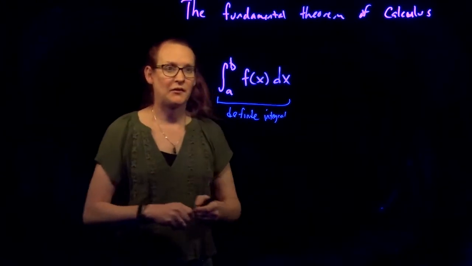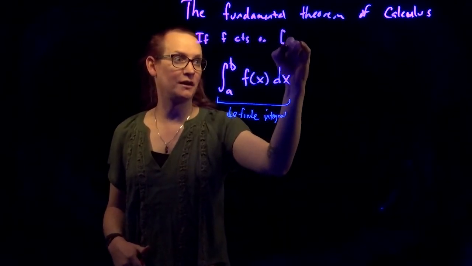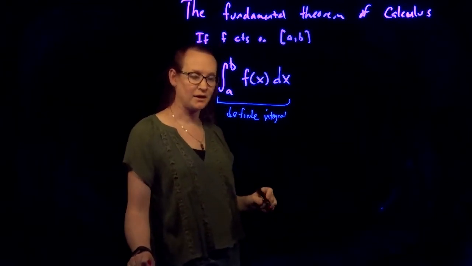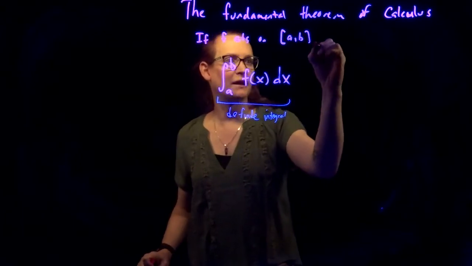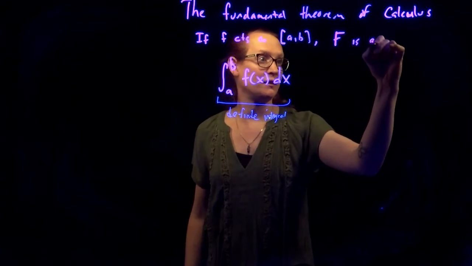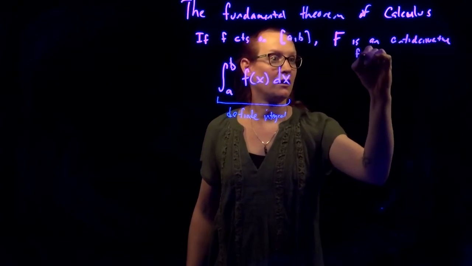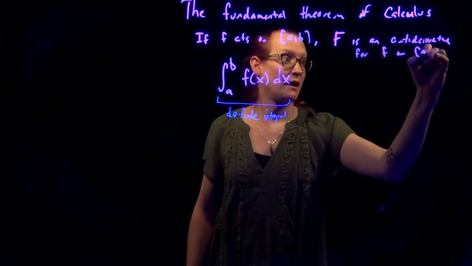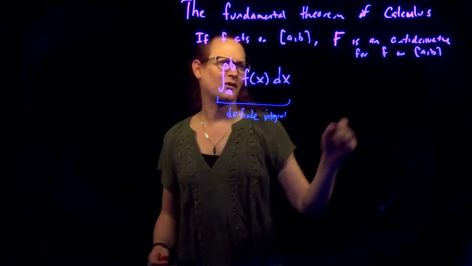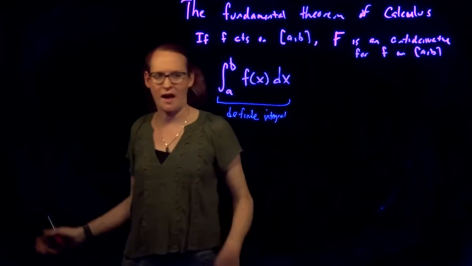And the fundamental theorem says that if f is continuous on an interval from a to b, so I need f is continuous on that interval, and I need to know that capital F is an antiderivative for lowercase f on a, b. And I need this on a, b because capital F might be an antiderivative in some places and not others, because of piecewise defined functions and stuff like that.